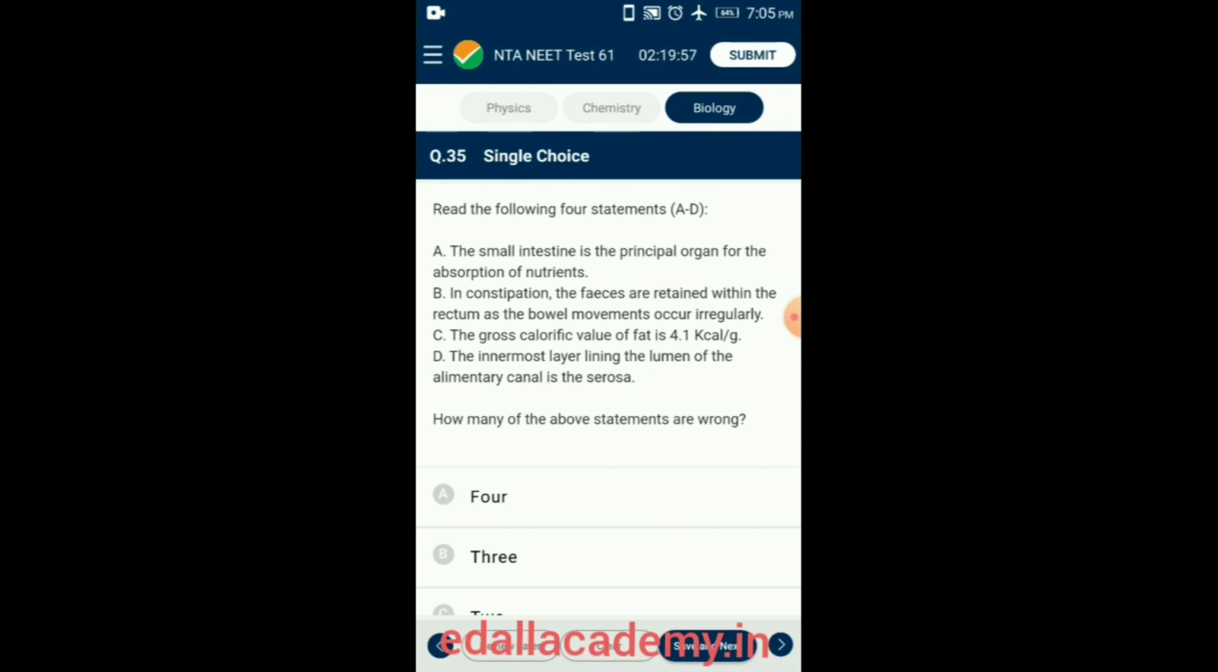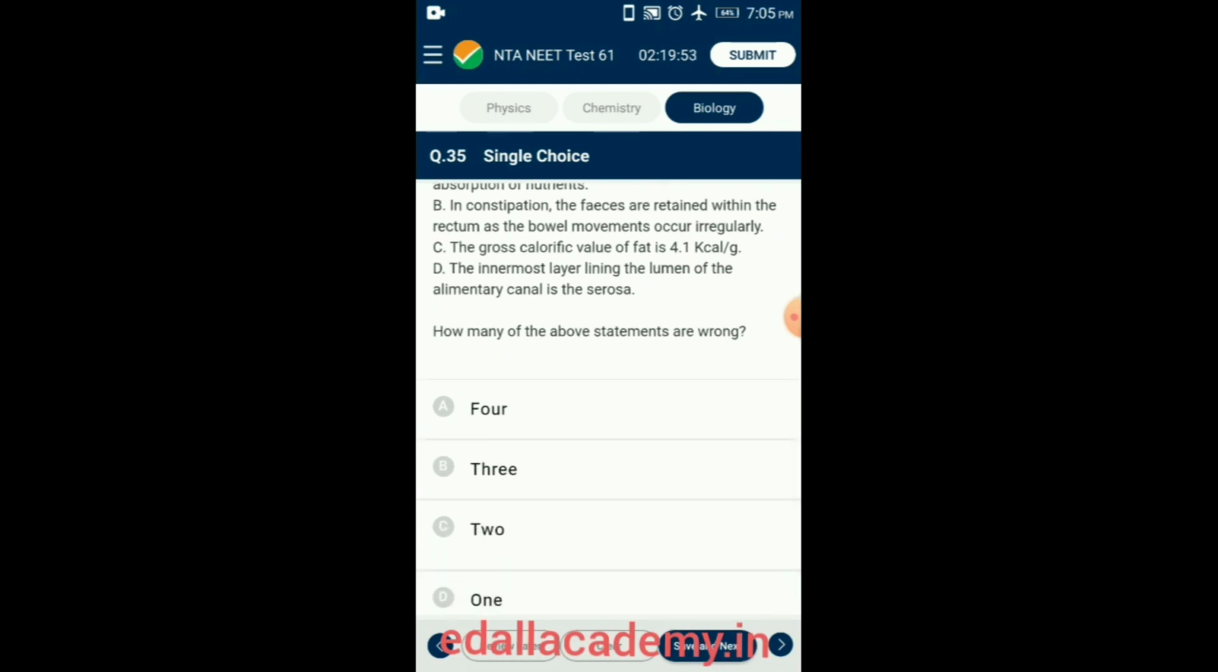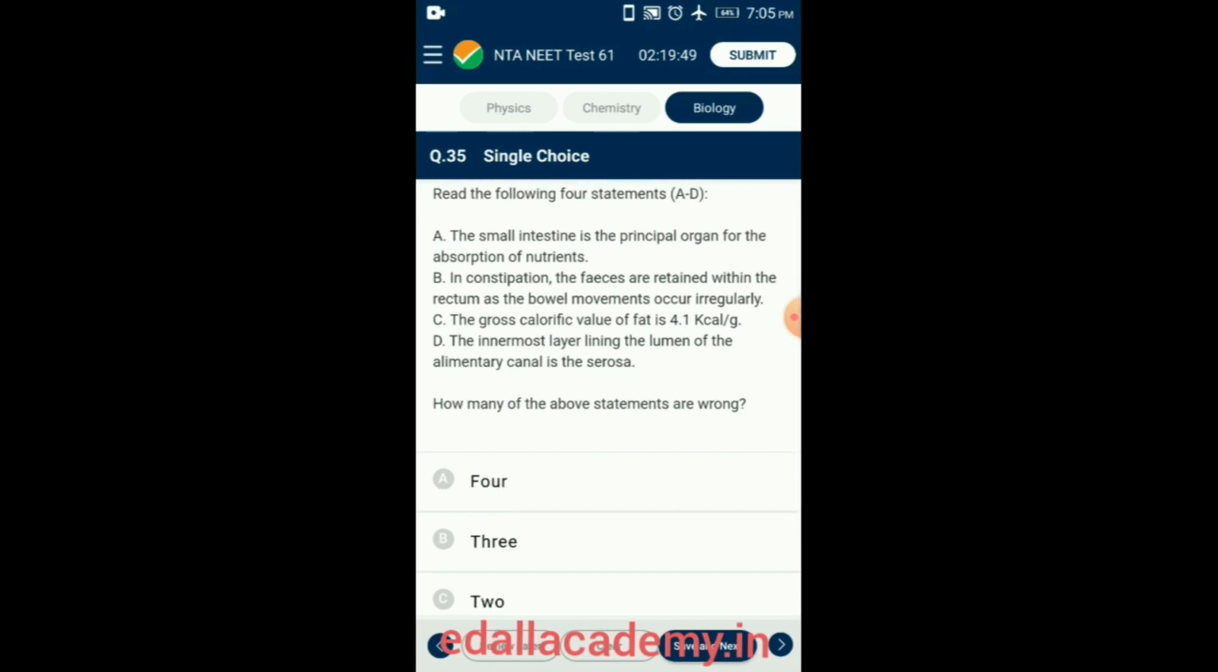Statements 1 and 2 are correct, whereas statements 3 and 4 are incorrectly given. We are saying that of all the four statements, 1 and 2 are correctly given, 3 and 4 are incorrectly given. The small intestine is the most important absorbing organ in the gastrointestinal tract. About 90% of nutrient absorption takes place in the small intestine.